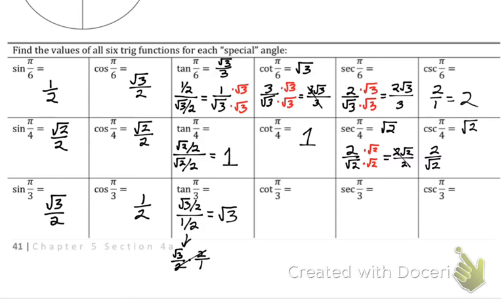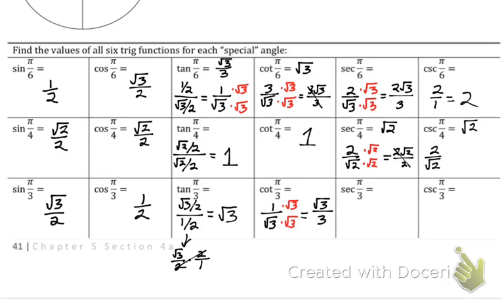Cotangents are reciprocal. The reciprocal of a number, right? Because square root of 3 is really square root of 3 over 1. So the reciprocal is going to be 1 over square root of 3. I don't like radicals in the denominator, so we multiply by square root of 3, multiply by square root of 3, and then we get square root of 3 over 3.